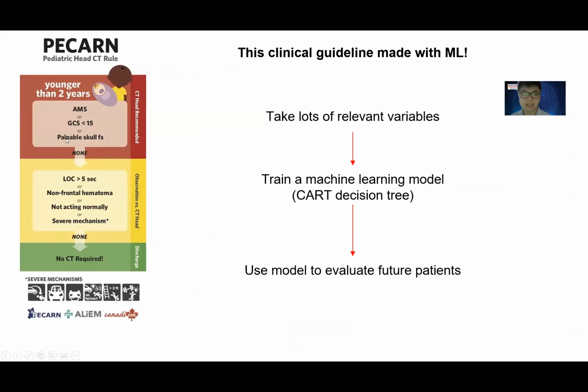So this is the actual algorithm they came up with. It's actually quite simple. You look at 7 different features and you determine if a CT scan is required or not. Right? They look at the variables or features, they train the machine learning model, and then they use the model to evaluate future patients.